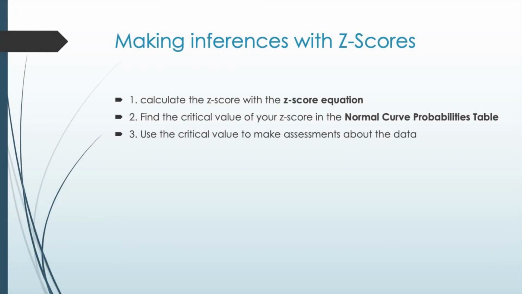So how do we calculate z-scores? Well, there's 3 specific steps involved with the calculation, estimation, and application of z-scores. So the first thing that we have to do, obviously, is calculate the z-score with the z-score equation, which I will show you on the next slide. Second, we have to find the critical value of your z-score in the normal curve probabilities table. And this is going to tell you what percentage of observations fall between your score of interest and the mean. And then finally, we use those critical values to make a variety of assessments about the data.